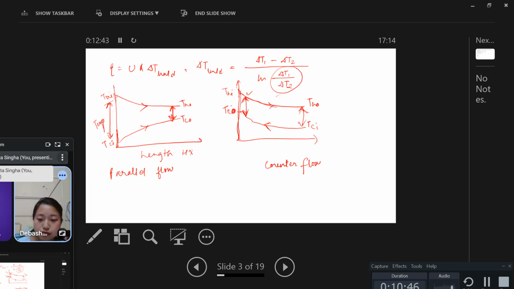Then we have, okay, for the same fixed temperature and fixed heat transfer rate, the area required by counter flow is always lesser than the area required by parallel flow, because counter flow always has higher thermal efficiency than parallel flow. They maintain an almost uniform temperature difference, not always, but compared to parallel flow. Okay.